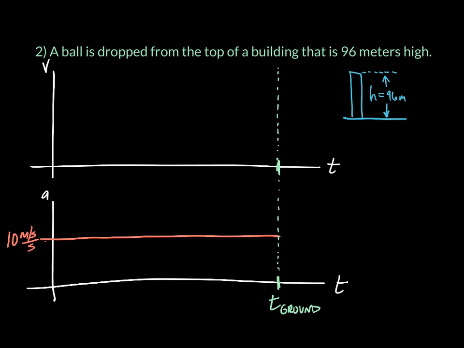What's its initial speed? 0. And since it's got a constant acceleration, it's going to have a linear change in speed. And then when it hits the ground, that will come to an abrupt stop. And its acceleration will go to 0.